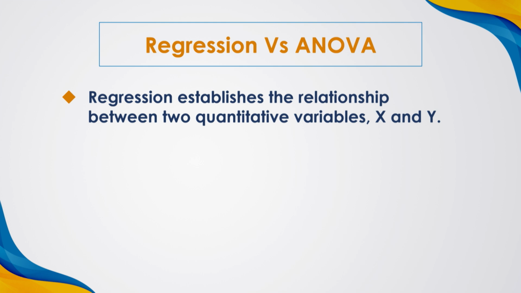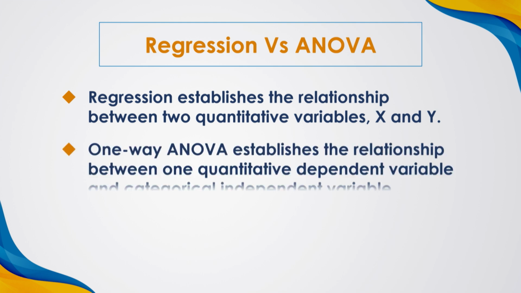In linear regression, we establish the relationship between two quantitative variables x and y. Here, one-way ANOVA establishes the relationship between one quantitative dependent variable, represented as y, and a categorical independent variable, represented by x. So there is only one source of variation, capital X, which is categorical in nature and has more than two levels.